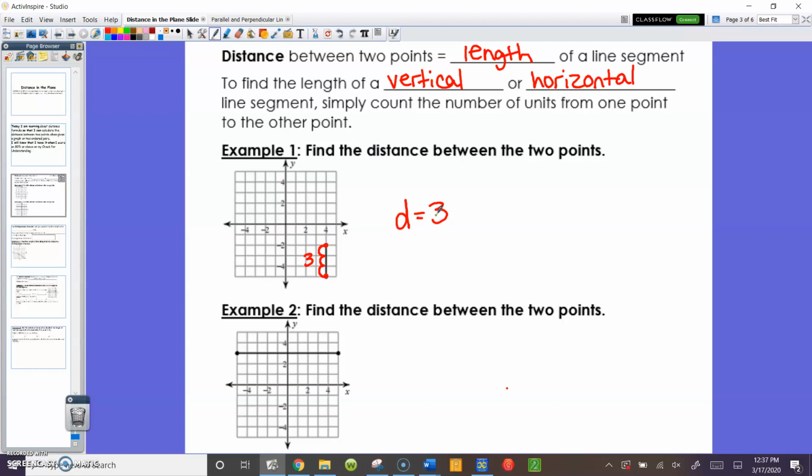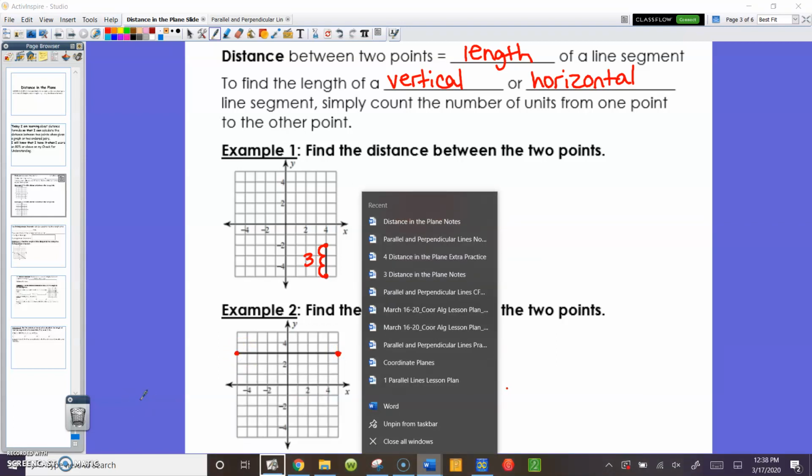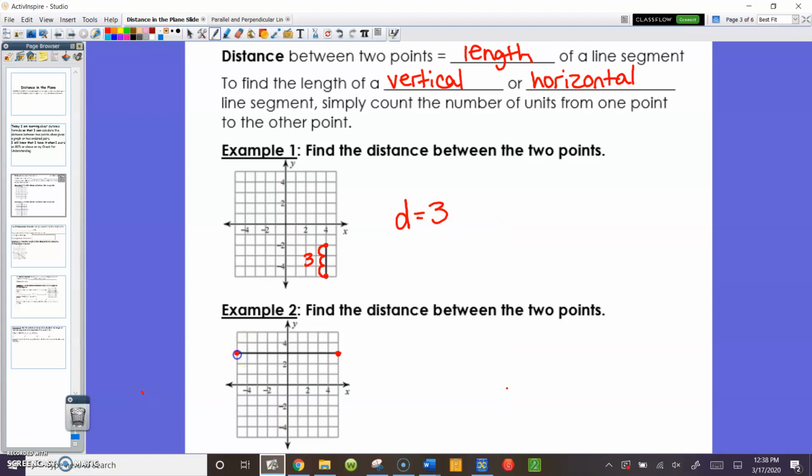Okay, let's look at example 2. Find the distance between the 2 points. So here is a point and here is a point. So let's go ahead and count. 1, 2, 3, 4, 5, 6, 7, 8, 9, 10. So the distance is 10, or the length of the line segment is 10 units.